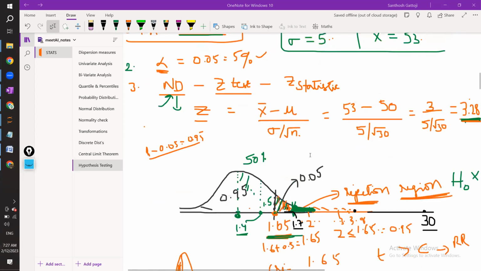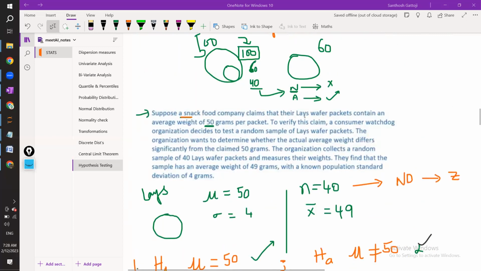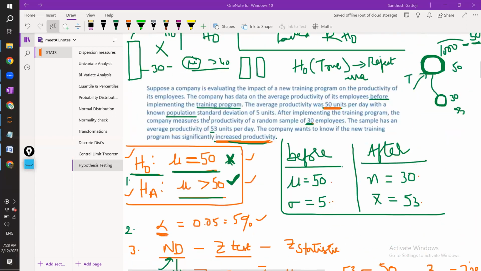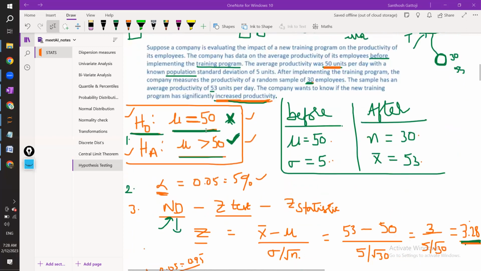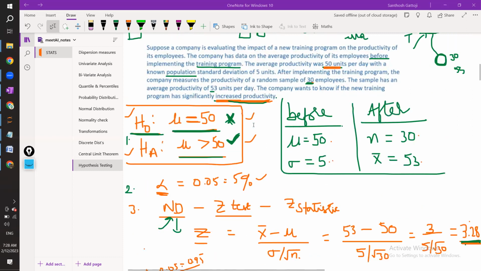Yes, sir. Okay. Yesterday we solved these two examples, the company example and the lace example, using the critical region. So I will just show you quickly how you can use a p-value and how simple it is. Just to give a recap, what was the question? The company was saying earlier the whole population productivity was 50 units. After that they gave some training program to a random sample of 30, and the 30 samples had a productivity of 53. With this sample, he is asking whether the training has had any positive impact on the overall employees or not.